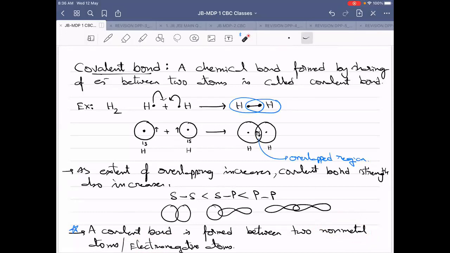Elements can be divided into two types. You know this also. You have an entire chapter also. Metals and non-metals. Metals are electropositive atoms and non-metals are electronegative atoms. When a bond is formed between two electronegative atoms, then you can call it a covalent bond. Understood this point?